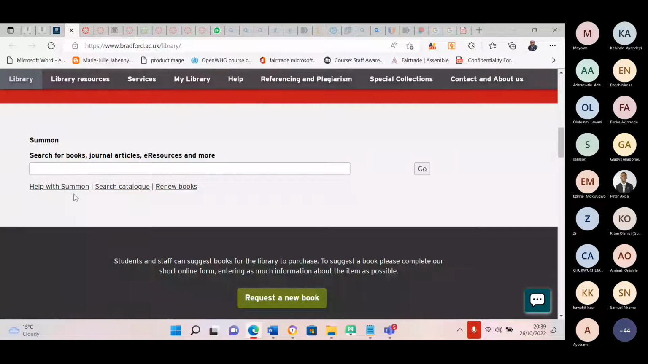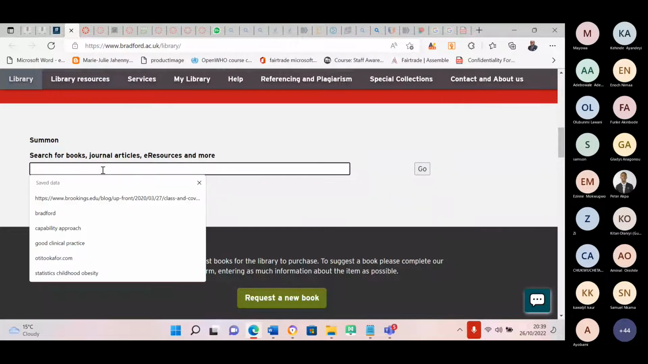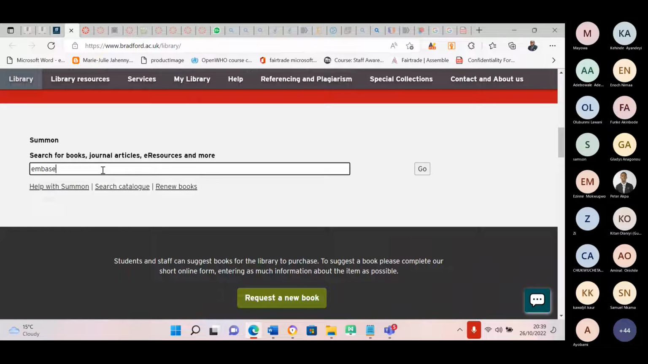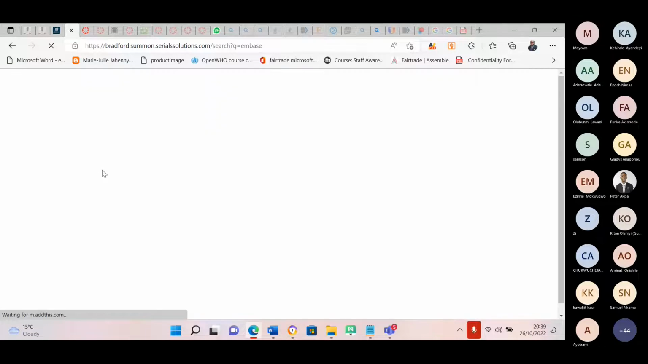This summon. Okay, so now I want to go to the database. So let's say I want to go to Embase. I like Embase. Embase is big. It's very big. It's bigger than the other one.